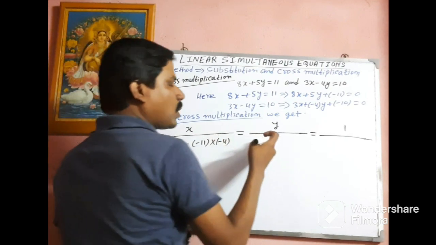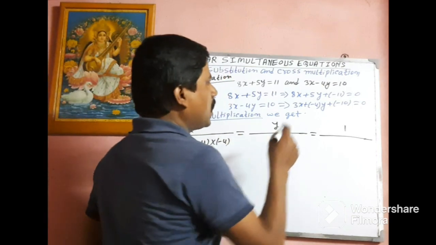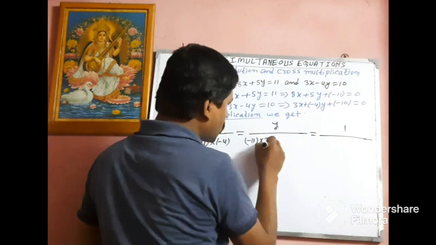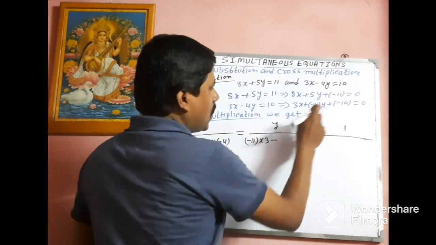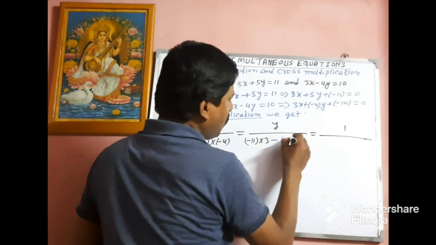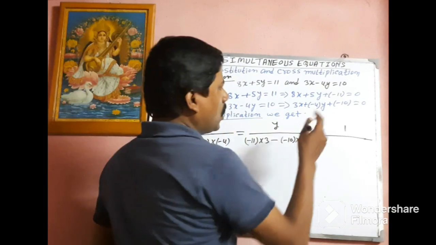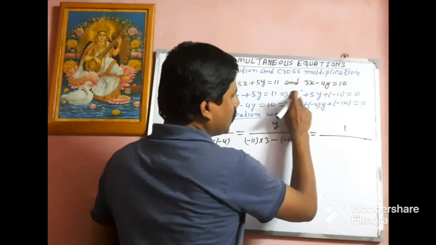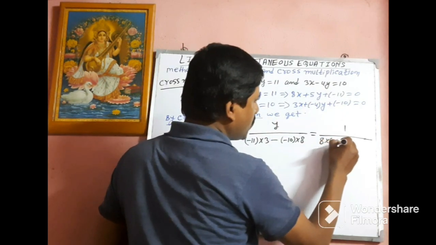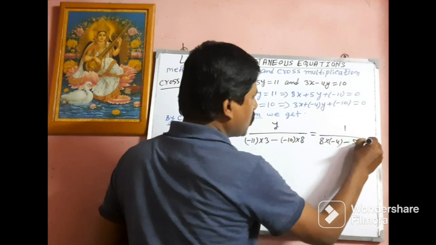Now we move to the next part, that is the y part. If we consider the y part, then starting from here we multiply minus 11 by 3, minus, this 2, minus 10 multiplied with 8. Now we move to the next. We are starting from here, so 8 multiplied with minus 4 and then minus 5 into 3.